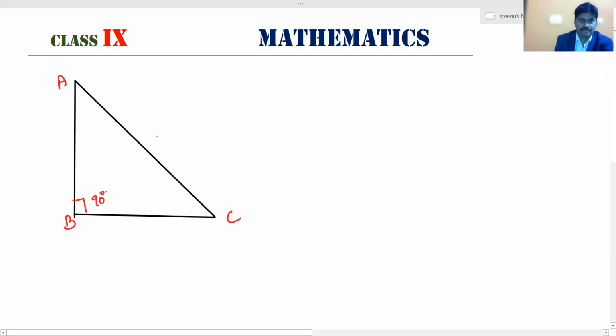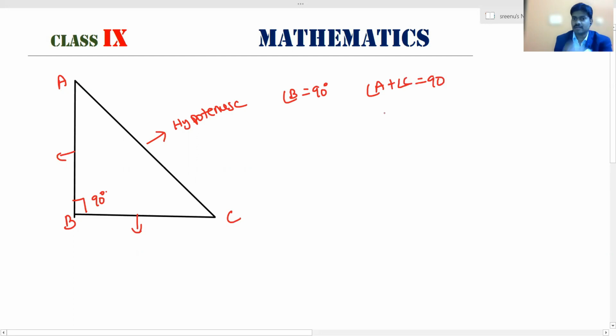We know very well, in a right angle triangle, the longest side is called the hypotenuse. And we have to give names for these two sides. In a right angle triangle, one angle is 90 degrees. The other two angles total should be 90. That means these two angles both are less than 90. Maybe they are 30, 60, or 45, 45, or 40, 50. Like that we can say.